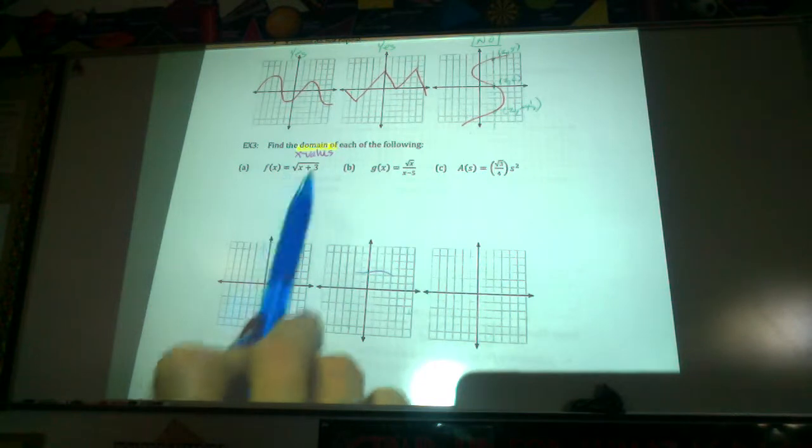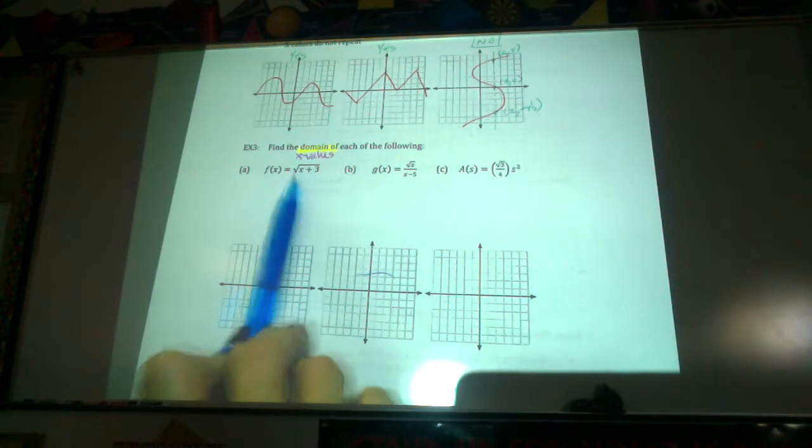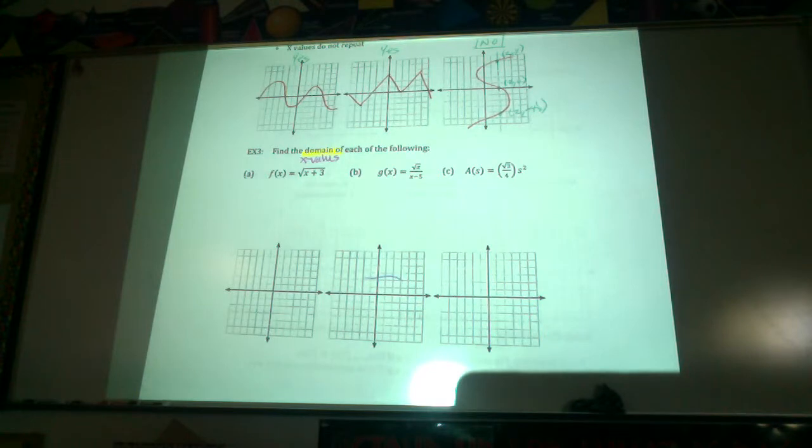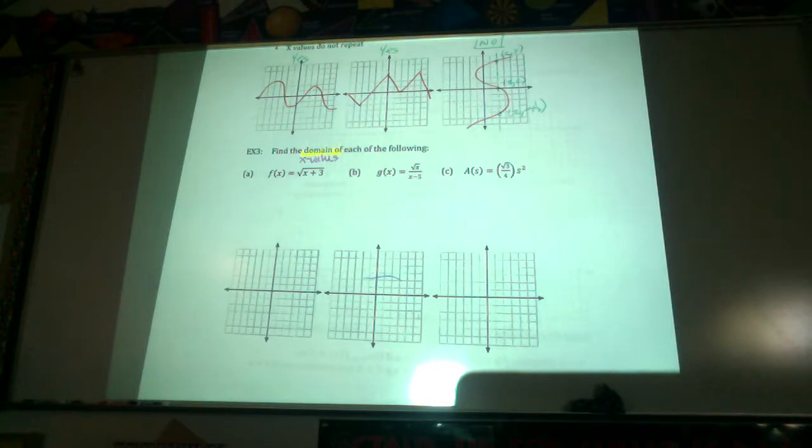So anything, what values can I take the square root of? None? I can take the square root of 4. But in general, what values can I take the square root of? Positive values. What about 0? Can I take a square root of 0? Sure, square root of 0 is 0. What times itself twice gives you 0? 0. But I can't take the square root of a negative number, correct?